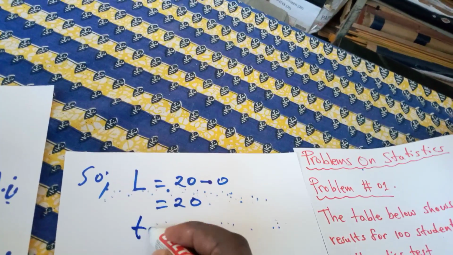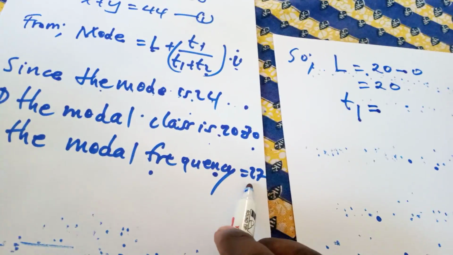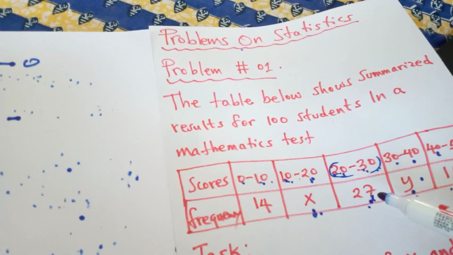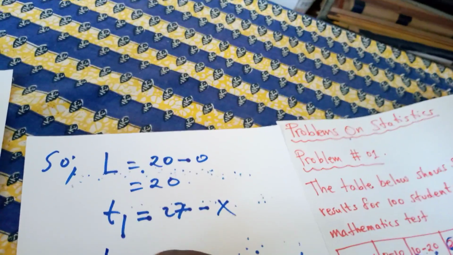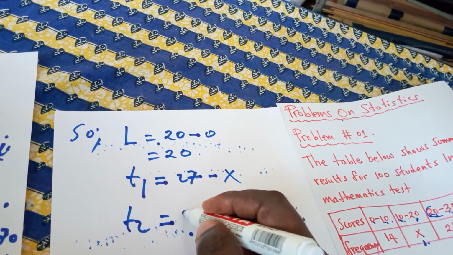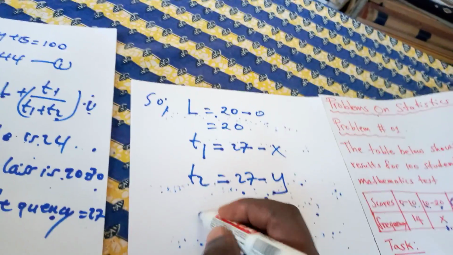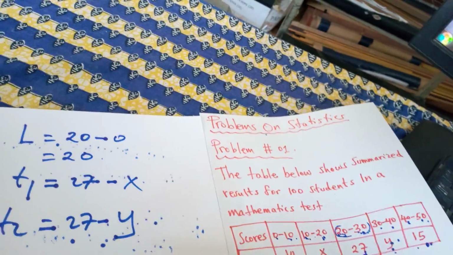For T1, it is the difference between the modal frequency, which is 27, minus the frequency below the modal class, which is x. So T1 is 27 minus x. T2 is the difference between the modal frequency 27 minus the frequency above the modal class, which is y. And i, you take 30 minus 20, which is 10.